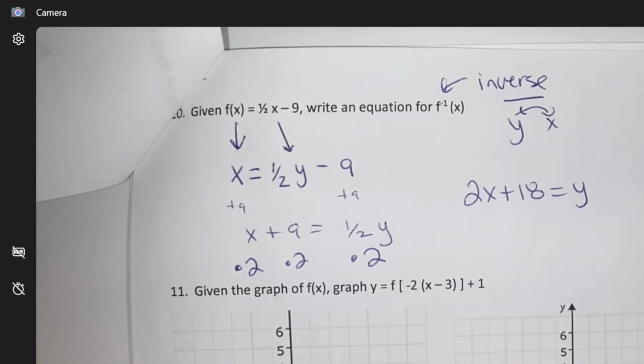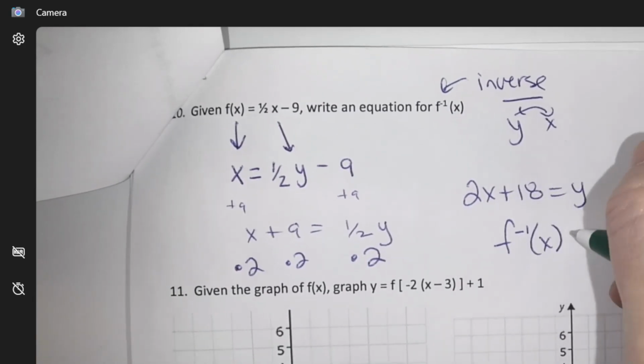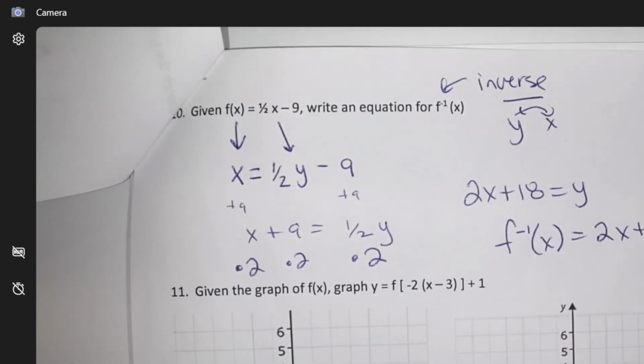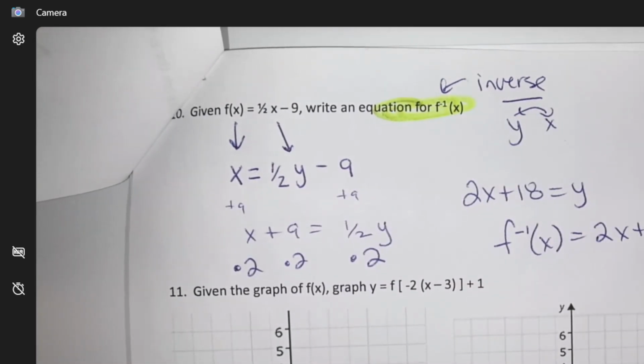Okay, I'm not going to leave it like that, or I'm not going to get full points. I'm only going to get 75% on this question. So what's the next thing I have to do to get the 100%? F inverse of x equals, because the question said write an equation for specifically that format.